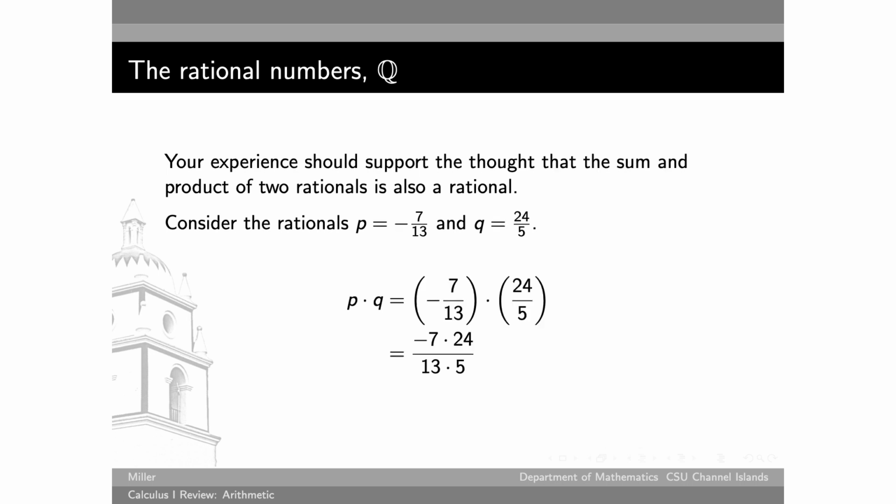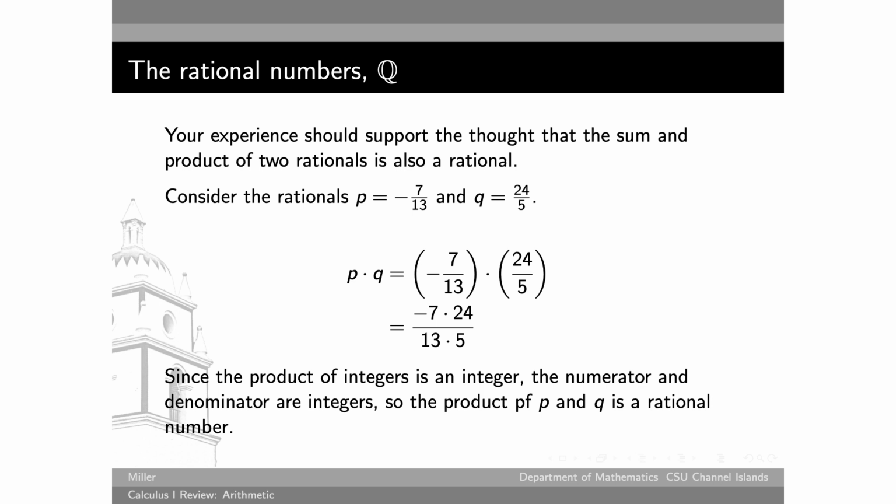When you multiply two rational numbers, you take their numerators and multiply them, and you divide by the product of their denominators. Since the product of integers is an integer, the numerator and denominators are both integers, so the product of p and q is a quotient of integers, so it's a rational number.